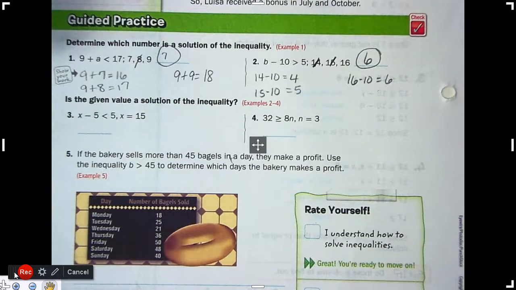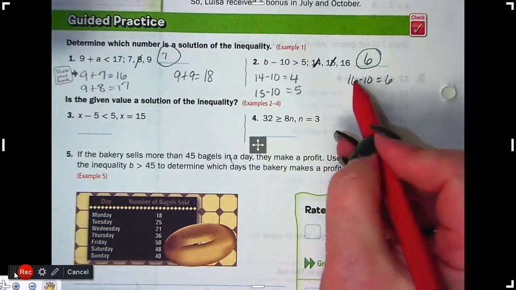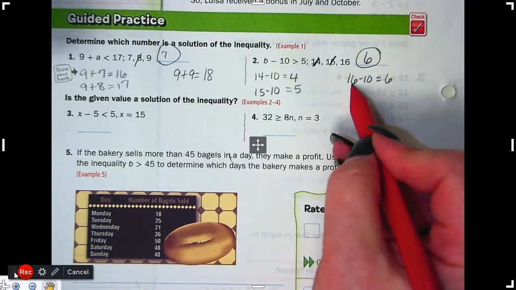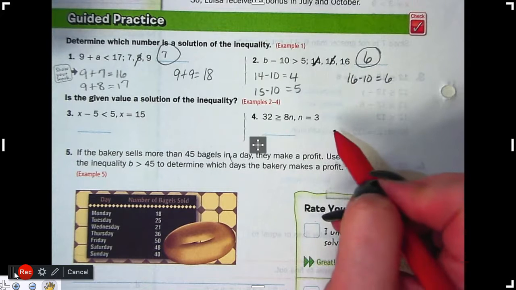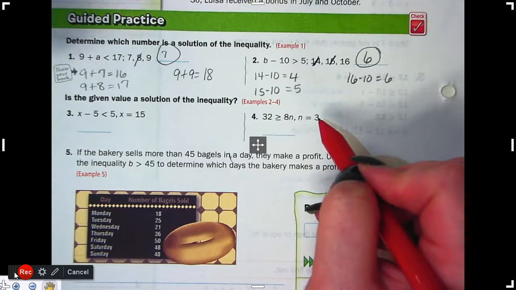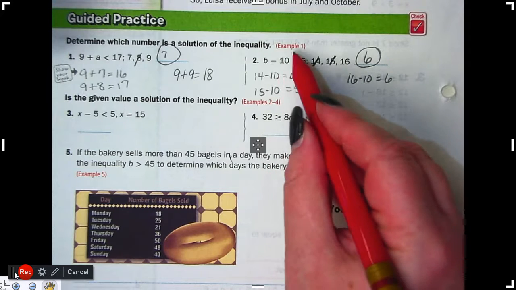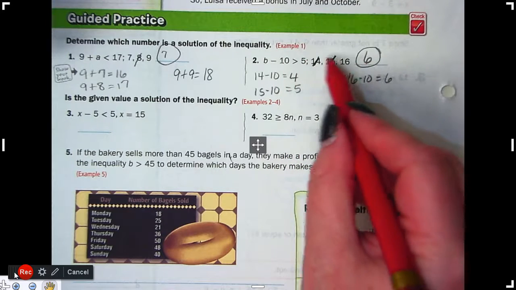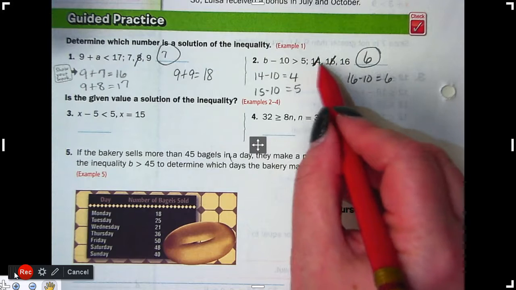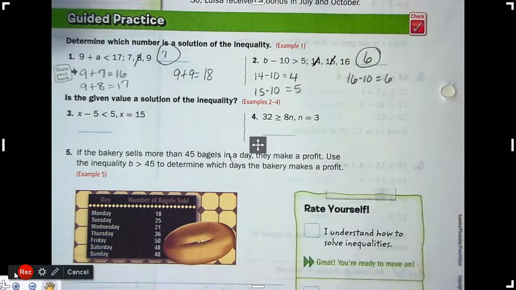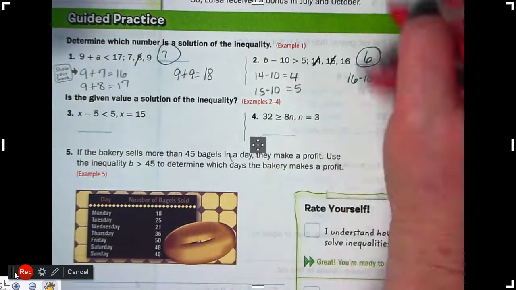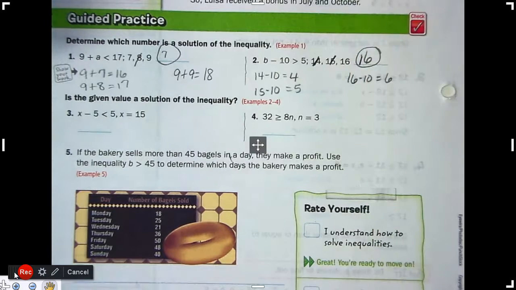to that inequality. Now, could there be more than that? Yeah, anything bigger than 16 would work, right? Because 17 would work. 17 minus 10 is 7, and that's greater than 5. Would 18 work? Yeah, because 18 minus 10 is 8, and 8's greater than 5. So there are lots more answers, but in this set, 16 is the only one. 16 is the only answer.